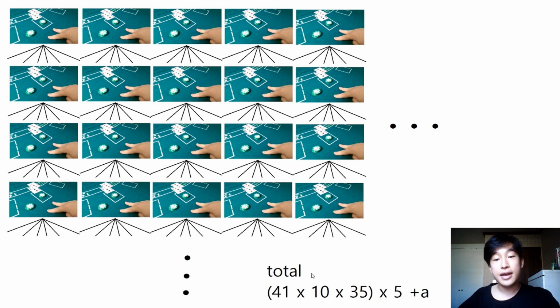So the total database size would be like this. This 41 means the card counting range from -20 to 20, and this 10 is the variation of the dealer's open card, and this 35 is the variation of AI's hand, and this 5 is the first option that we checked earlier.